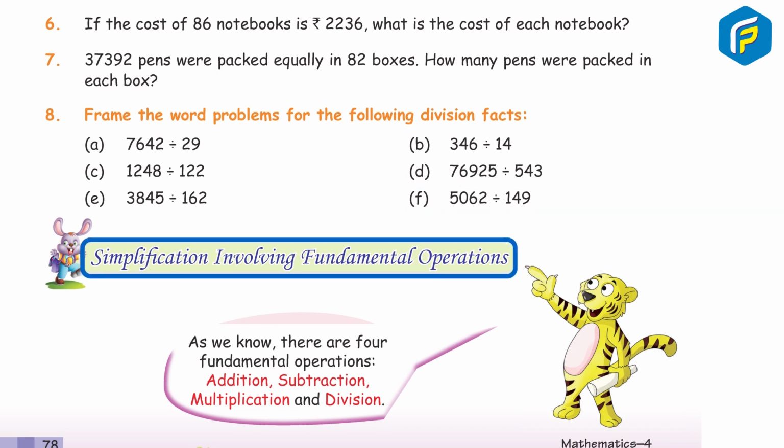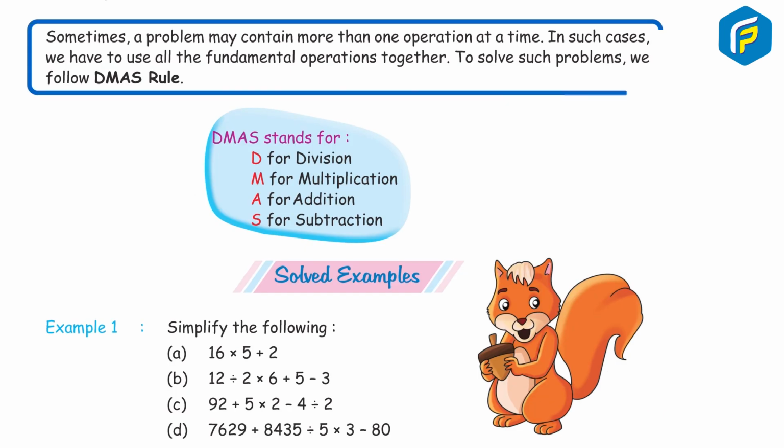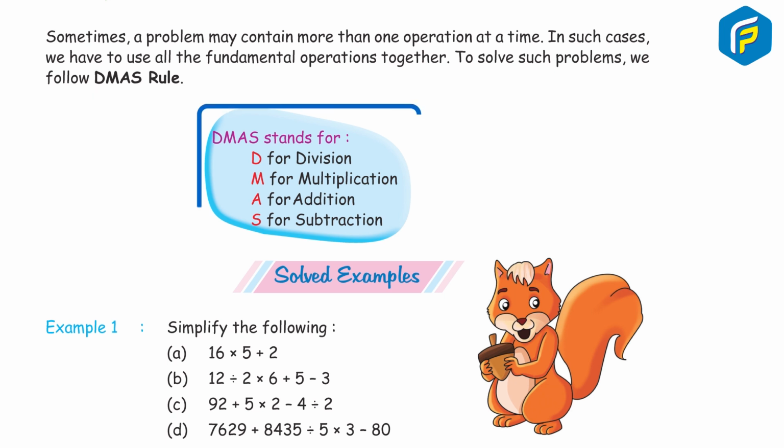Simplification involving fundamental operations. As we know, there are 4 fundamental operations: addition, subtraction, multiplication and division. Sometimes a problem may contain more than one operation at a time. In such cases, we have to use all the fundamental operations together. To solve such problems, we follow DMAS rule. DMAS stands for D for division, M for multiplication, A for addition, S for subtraction.